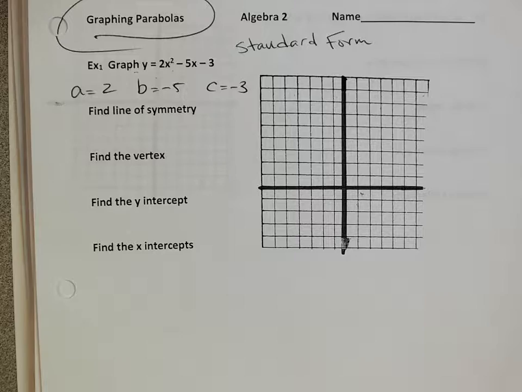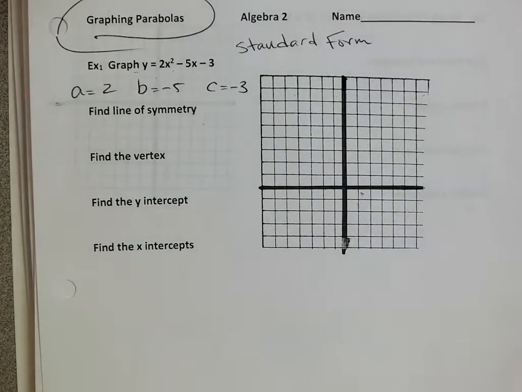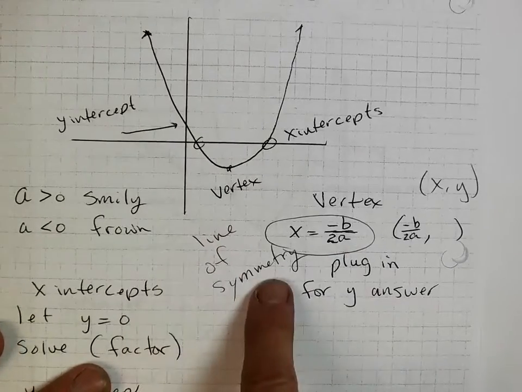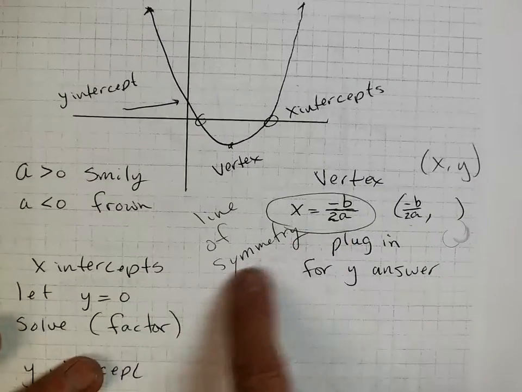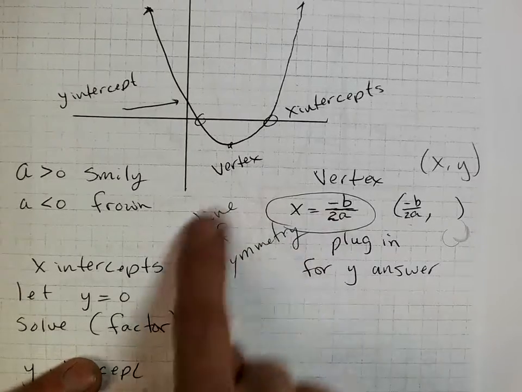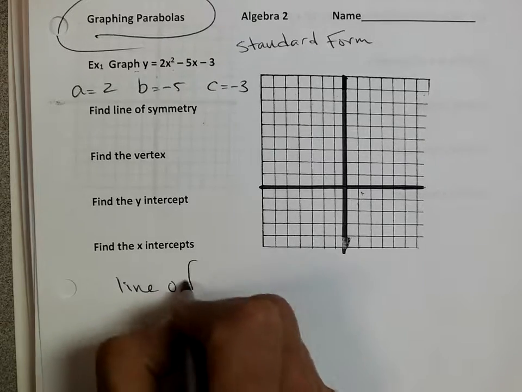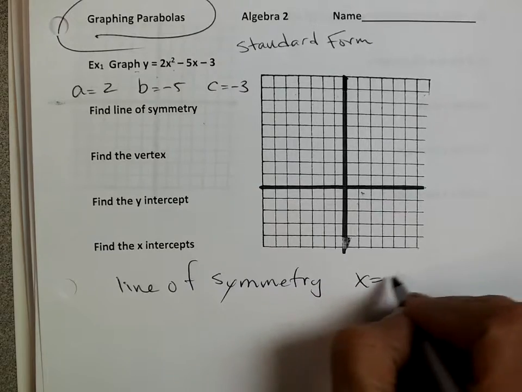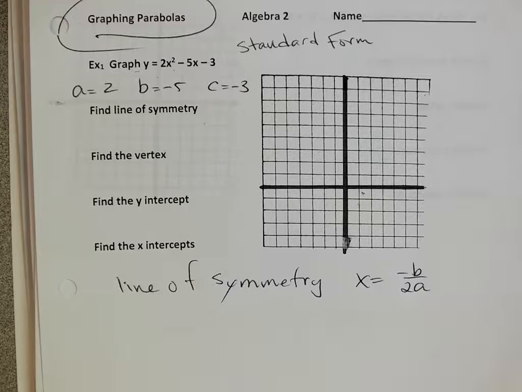Okay, so how do I do this? Well, first of all, it talks about the line of symmetry. I've got my special notes. I go to standard form, and then it talks about the line of symmetry. That's x equals negative b over 2a. Okay, so we've got a little formula. It's always the formula for the line of symmetry when it's in this form. The 2 is part of the formula.